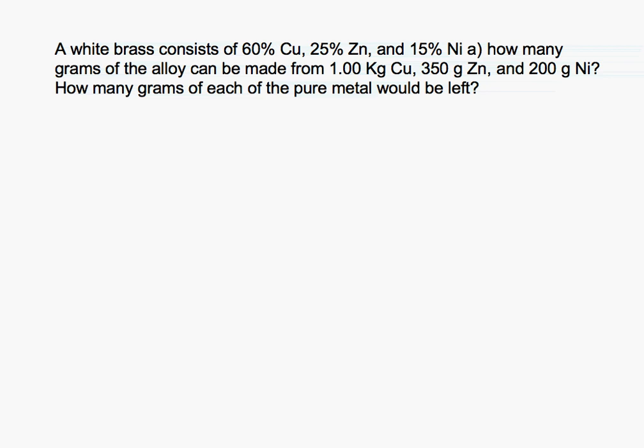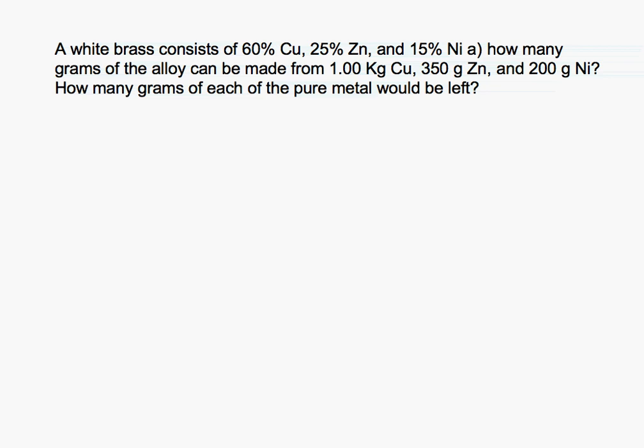Okay, let's look at a problem that's a little bit more difficult. We have white brass, which is our alloy, consisting of 60% copper, 25% zinc, 15% nickel. How many grams of the alloy can be made from 1 kilogram of copper, 350 grams of zinc, and 200 grams of nickel? How many grams of each of the pure metals would be left?